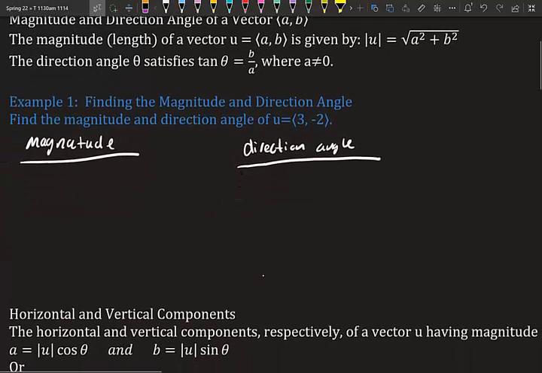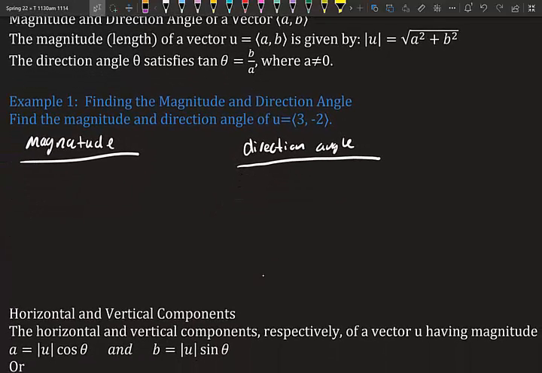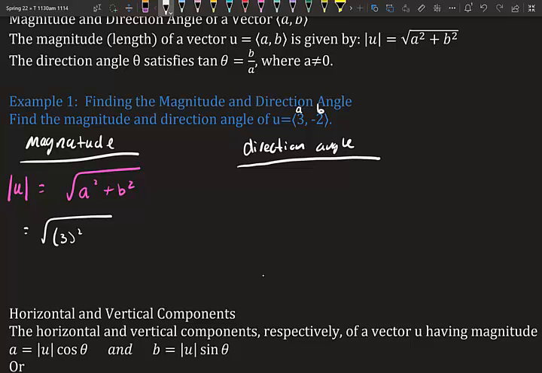So let's find the magnitude and direction angle of u = <3, -2>. For magnitude, there's a formula: the absolute value of u equals the square root of a squared plus b squared. And where do we get our a and b? That's our a, that's our b. A is 3, b is negative 2. So let's plug it in. We have the square root of 3 squared plus negative 2 squared. So we get 9 plus 4. So our magnitude is the square root of 13.